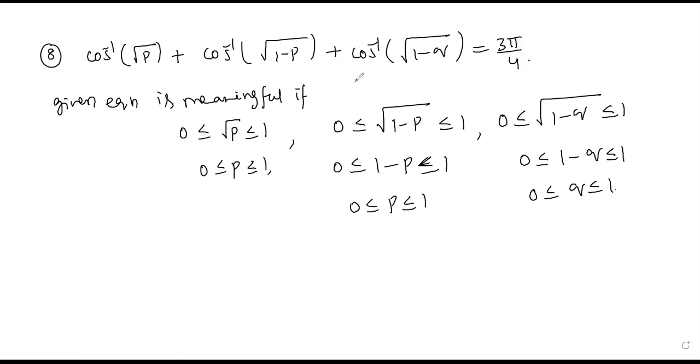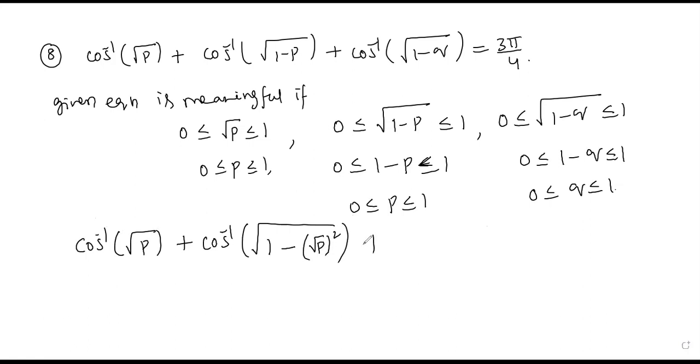So thus, this equation is meaningful when p and q both lie between 0 and 1. And whatever values we are getting right now for p and q, those values must satisfy these inequalities. So those values only we have to consider as solutions. So now cos inverse of root p plus cos inverse of root of 1 minus p. P I am writing as root p whole square. And similarly, q I am writing as 1 minus root q whole square is equal to 3 pi by 4.